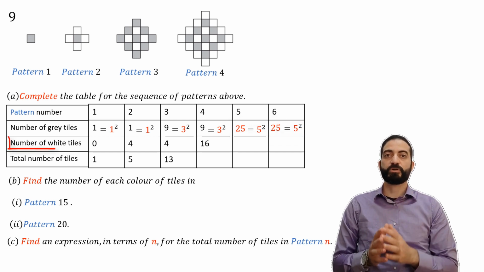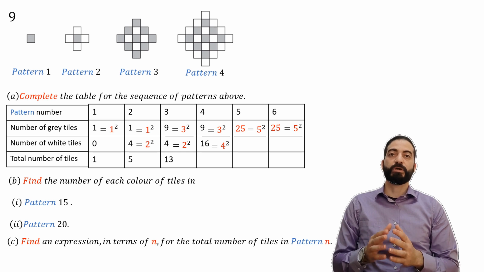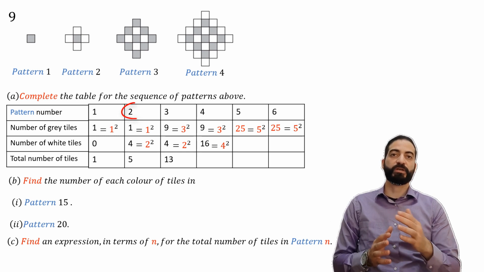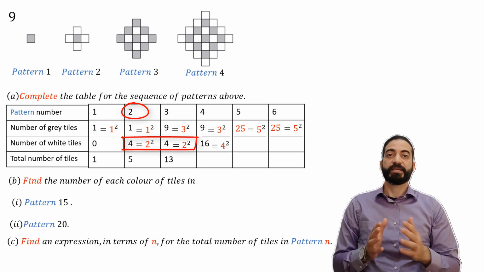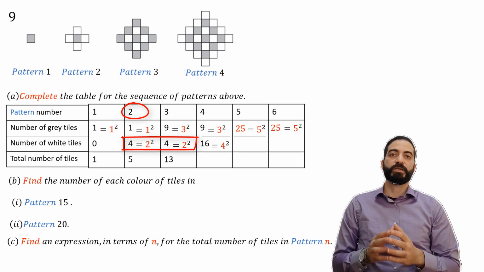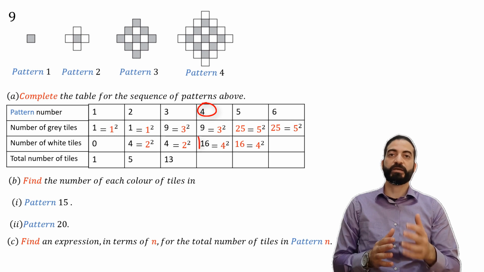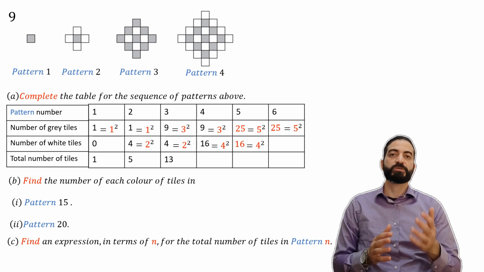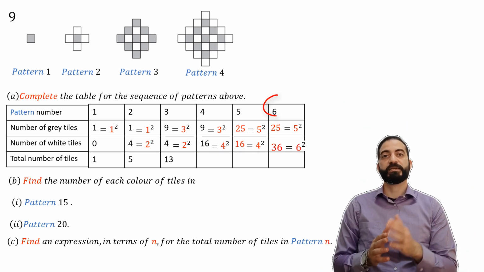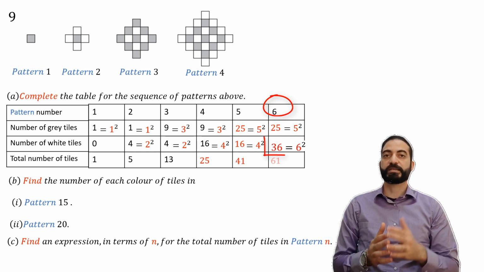We now come to the number of white tiles. As we know that 4 equals 2 squared and 16 equals 4 squared, we notice that when we have an even number, for example here we have 2, we put it in the number of white tiles here and here, but squared. And also here we have 4, so we write it in the number of white tiles here and here, but squared. Also here we have 6, so we write in the number of white tiles 6 squared.